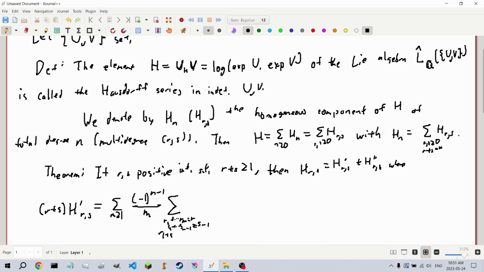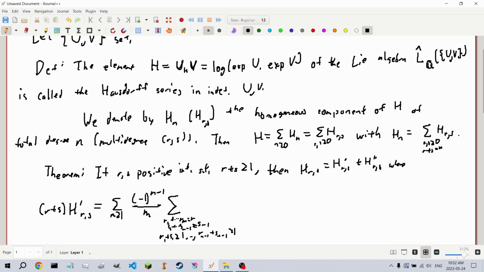You have r_1 plus s_1, yeah, you have r_1 plus s_1. Sorry, I'm figuring out how to write this as I'm writing it. Being at least 1, through r_{m-1} plus s_{m-1} being at least 1.